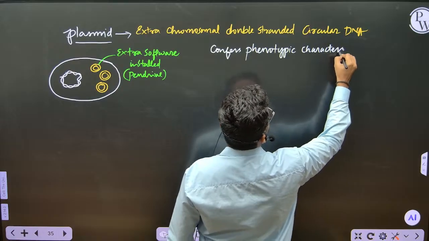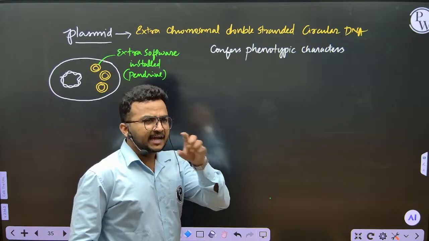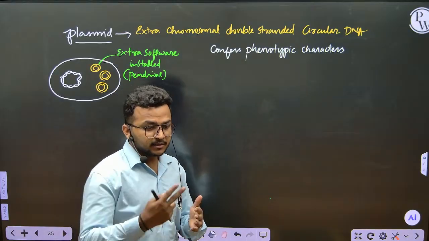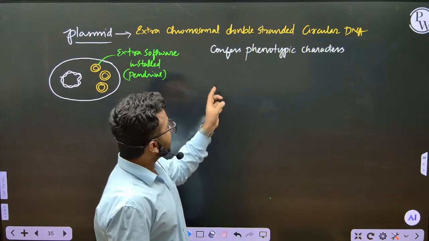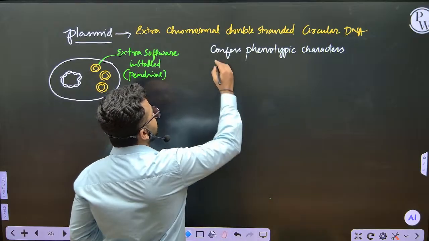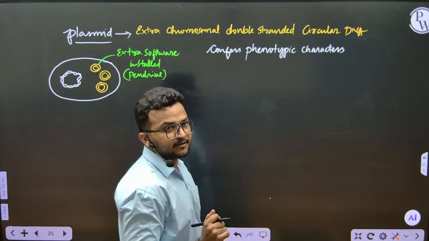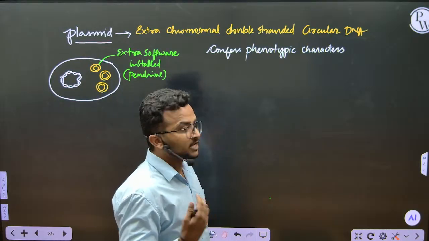Which means, if bacteria want to survive in my body, they have to produce some resistance against the antibodies which are created in my body. In that case, they are protecting themselves, so it confers some phenotypic characters. It will be preserving its own phenotypic character.